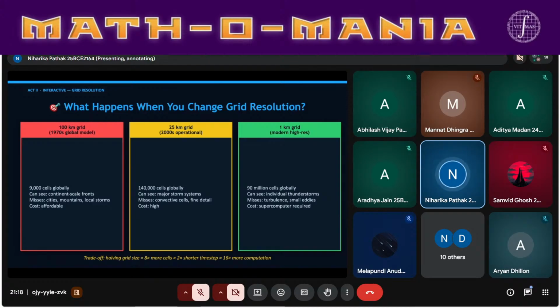So here's the trade off that's worth knowing: half the grid size and you need around 16 times more computation. I repeat, 16 times more, not twice, because you have more cells, and you also need shorter time steps. If you had a forecast that takes 3 hours to run at 1 kilometer resolution, what resolution would you use if you needed the answer in 30 minutes? Does anybody want to take a guess? So it's actually that, operational meteorologists also wrestle with this every single day.